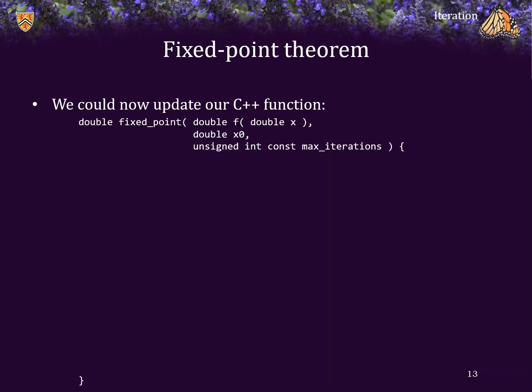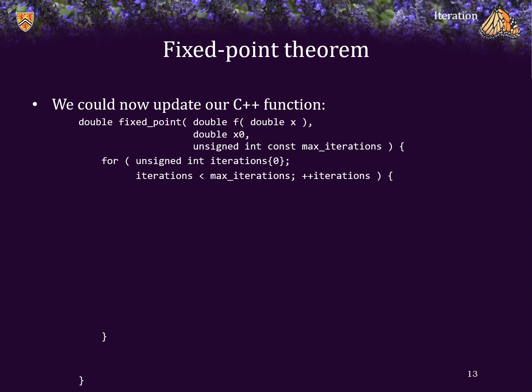We can now modify our fixed point function to take a third argument, max iterations. So now, instead of having an infinite loop, we will have a loop that iterates a maximum of max iterations times. Now, what do we do if it doesn't converge?